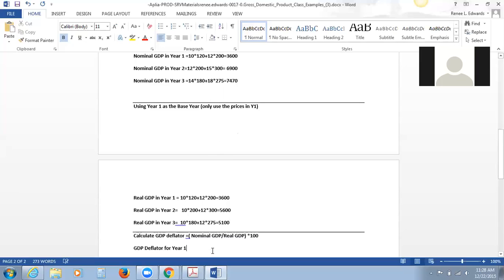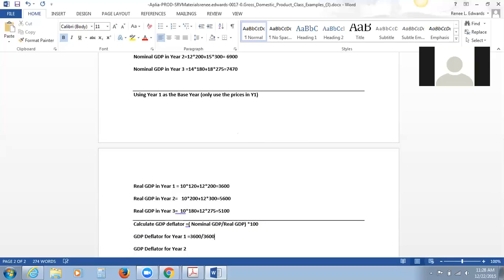So to calculate the GDP deflator, the formula is nominal GDP divided by real GDP times 100. Here I have 3,600 over 3,600 times 100, which just gives me 100.